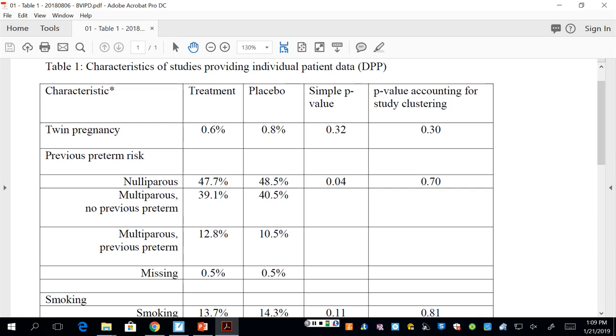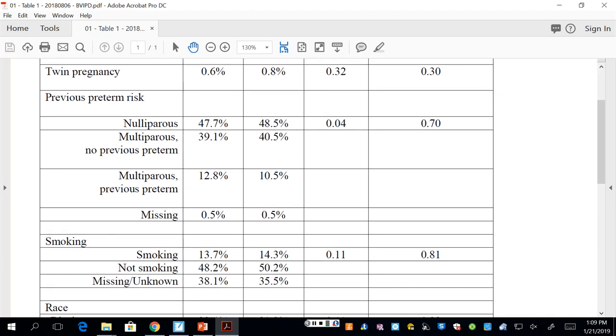One thing that we reported are the characteristics of the women that were in these different studies once we aggregated them together. We're going to report the number of twin pregnancies in the treatment or the placebo groups. And it was pretty similar. The women had previous obstetrical history. Was this their first pregnancy?